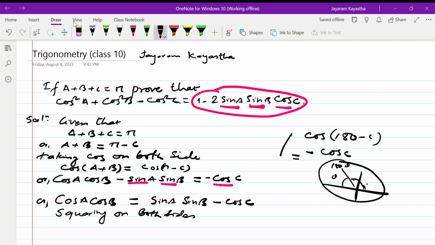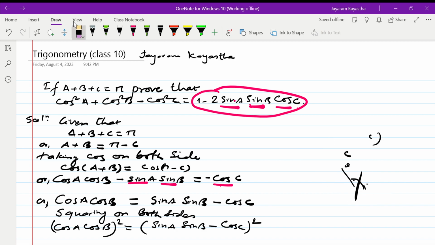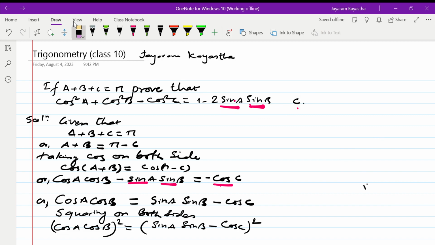Squaring on both sides, we get cos A cos B whole square equals sin A sin B minus cos C whole square. After this, let's open the square.